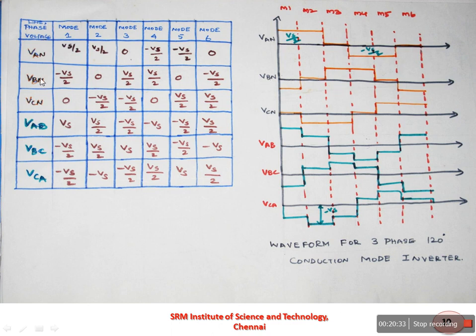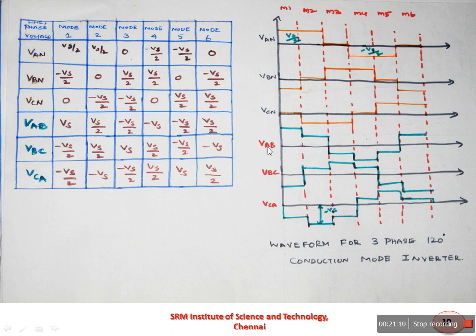The same way you can draw the waveform of VBN. VBN is equal to, for mode 1, minus Vs by 2. For mode 2, 0. For mode 3, plus Vs by 2. For mode 4, plus Vs by 2. For mode 5, 0. For mode 6, minus Vs by 2. Similarly, you can draw the waveform for VCN. For VCN, mode 1 starts with 0. Then it goes to minus Vs by 2. For mode 3 also minus Vs by 2. For mode 4, 0. For mode 5, plus Vs by 2. And mode 6 also plus Vs by 2.